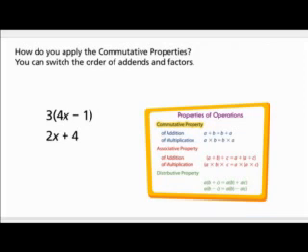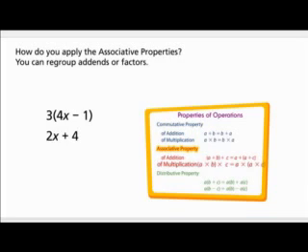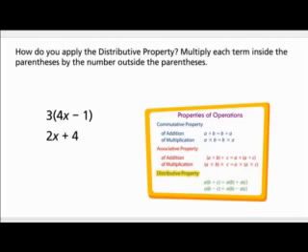How do you apply the commutative properties? You can switch the order of addends and factors. How do you apply the associative properties? You can regroup addends or factors. How do you apply the distributive property? Multiply each term inside the parentheses by the number outside the parentheses.